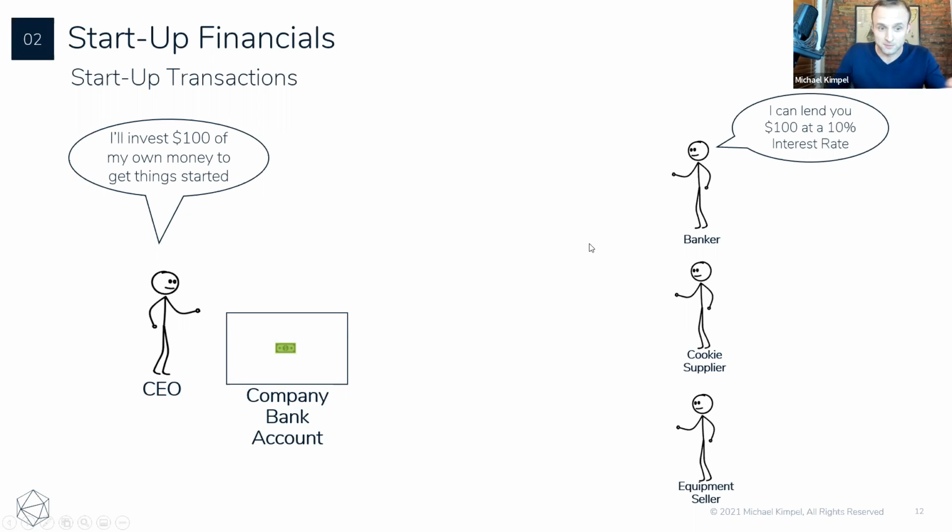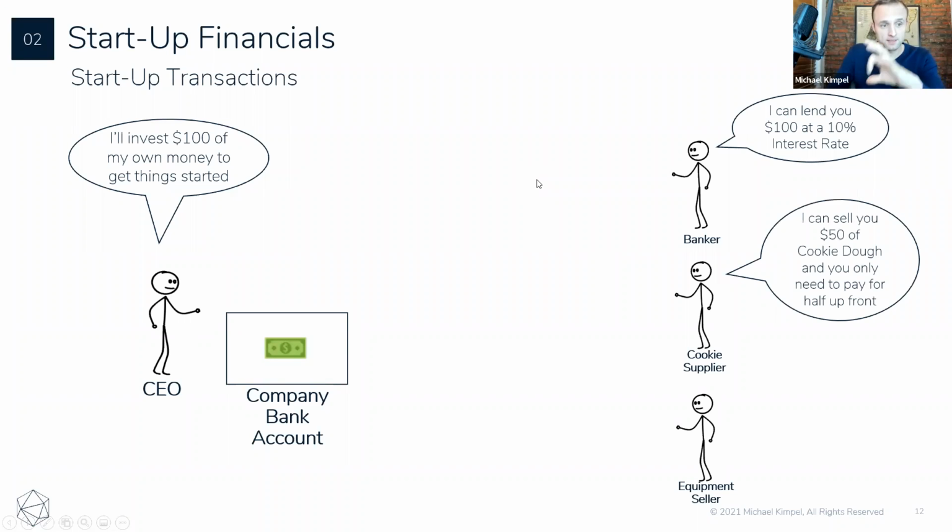This is going to be a cookie business, by the way. We get our money in the bank. We go to the cookie supplier, and we ask them if we can buy cookies that we're going to resell. And they say, sure. And this is a key point to understand here, they say, sure, we're going to give you $50 of cookies, or you can get it as cookie dough. It doesn't really make a huge difference. But the key thing is we only have to pay for half of it up front. So we're going to pay $25 of it right now, and the other $25 when we sell those cookies.